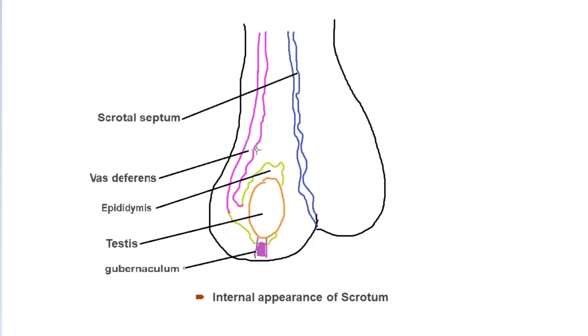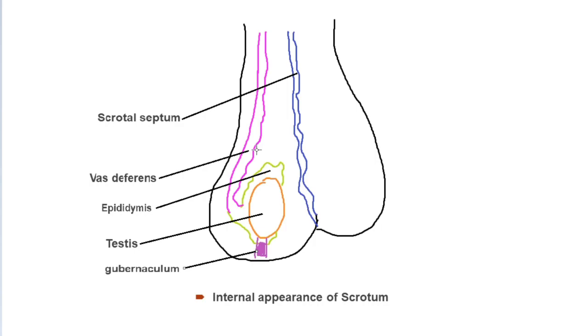Now we will see which structures are found in both compartments. I have shown all the structures found in the left compartment. Similar structures are found in the right compartment also, but for the explanation I have taken the left compartment. In the left compartment, in the orange colored oval shape, the testes can be seen. The testes is found in the scrotum or scrotal sac, and above the testes, shown with the green color, is the epididymis.